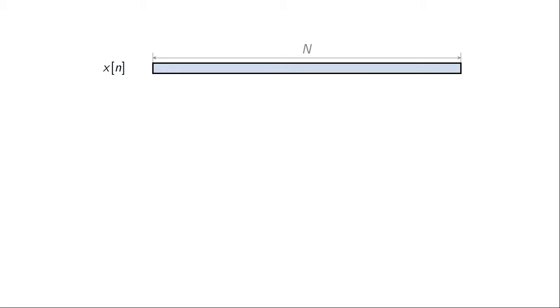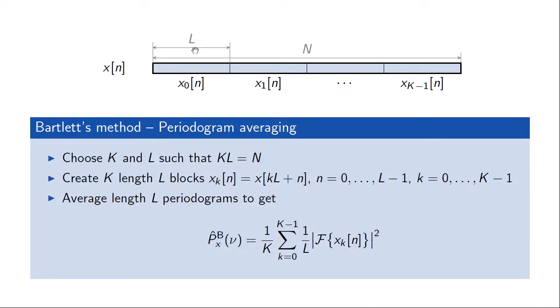But we can still use the concept of periodogram averaging. The way to use this concept is to take our N samples and divide them into K blocks of length L, where L is smaller than N. This gives rise to a method called Bartlett's method for estimating the power spectral density. In Bartlett's method, you would choose the indices K and L so that K times L is equal to the number of samples, or at least less than the number of samples. Then you would create K blocks of length L from the original data.